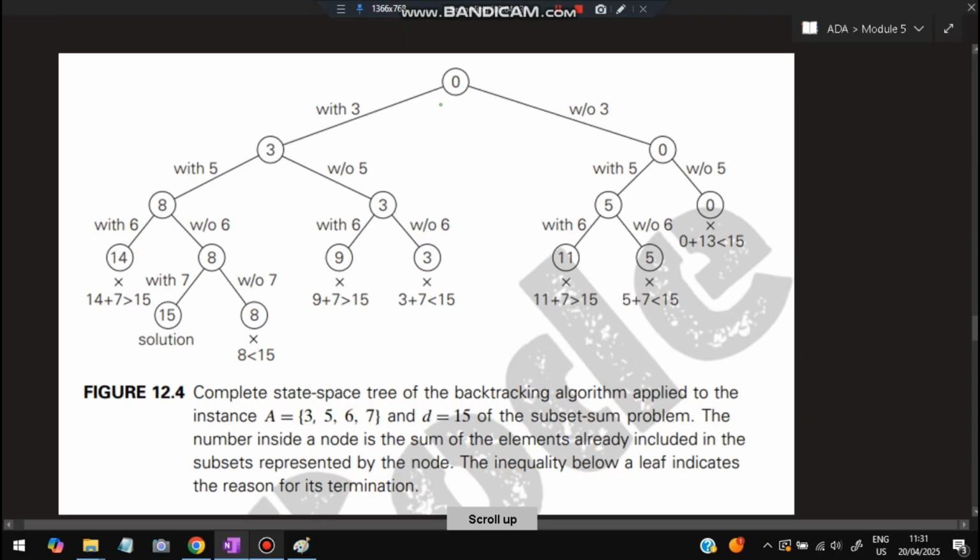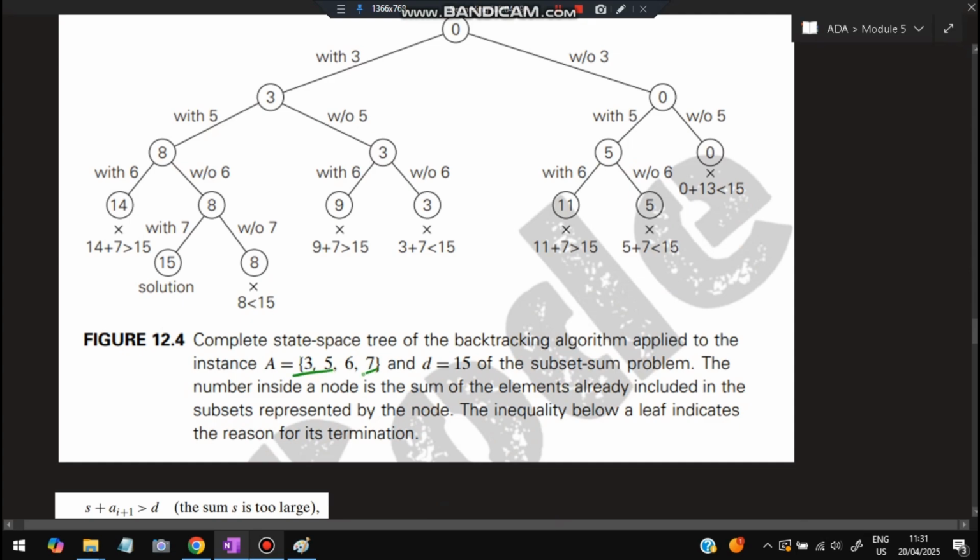Yes, there is a solution with 3, 5, and 7. If you take 3, 5, and 7, we get the solution, right? 3 plus 5 plus 7 is 15. 5 plus 7 is 12, plus 3 is 15. So this is the solution which we need to form.